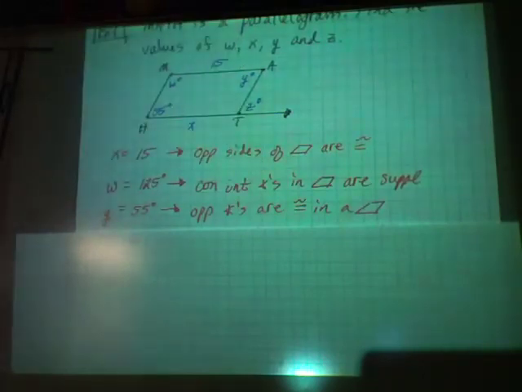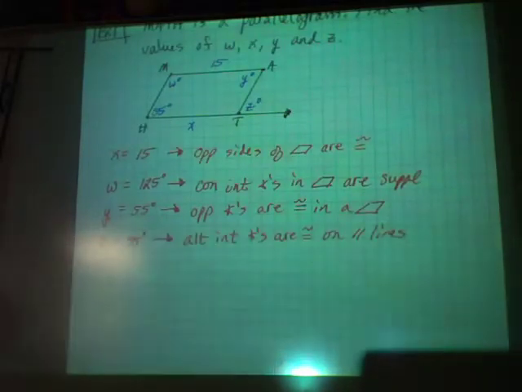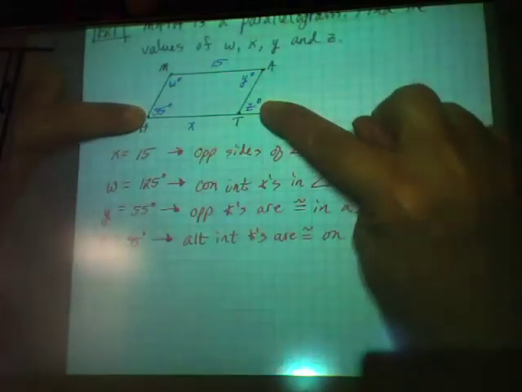What'd you say for Z? It is also 55. Here's my reason. Aren't Z and Y alternate interior angles on parallel lines? That's my reasoning. You could have used these two as your reasoning. What would your reasoning have been for these two?